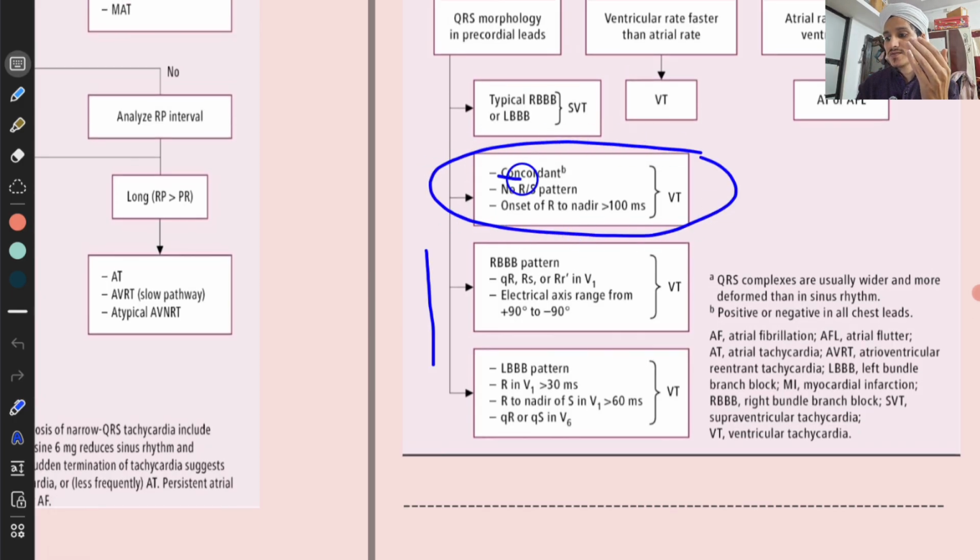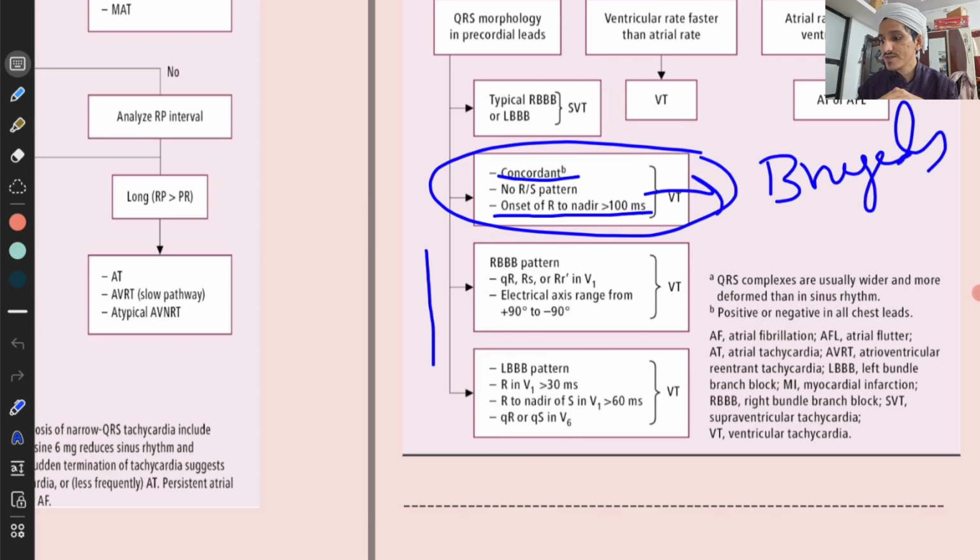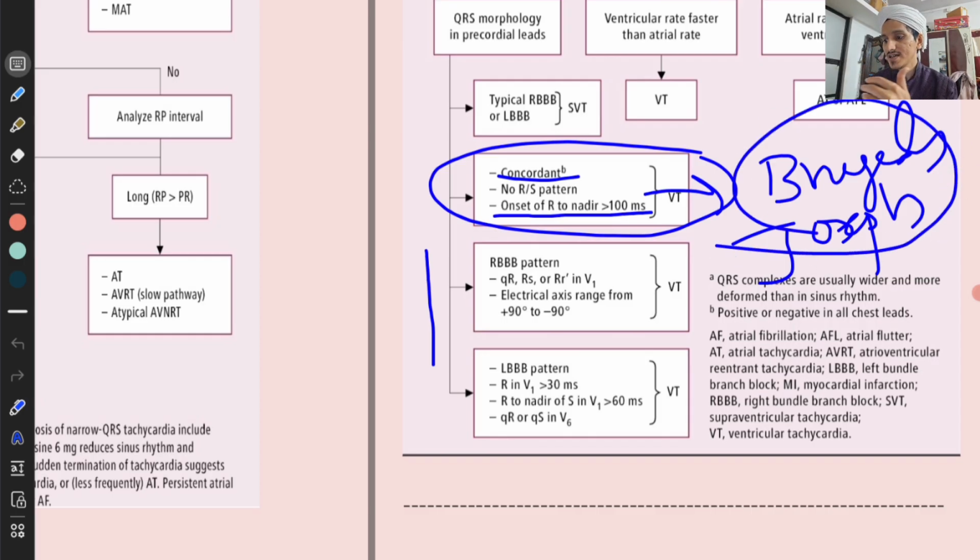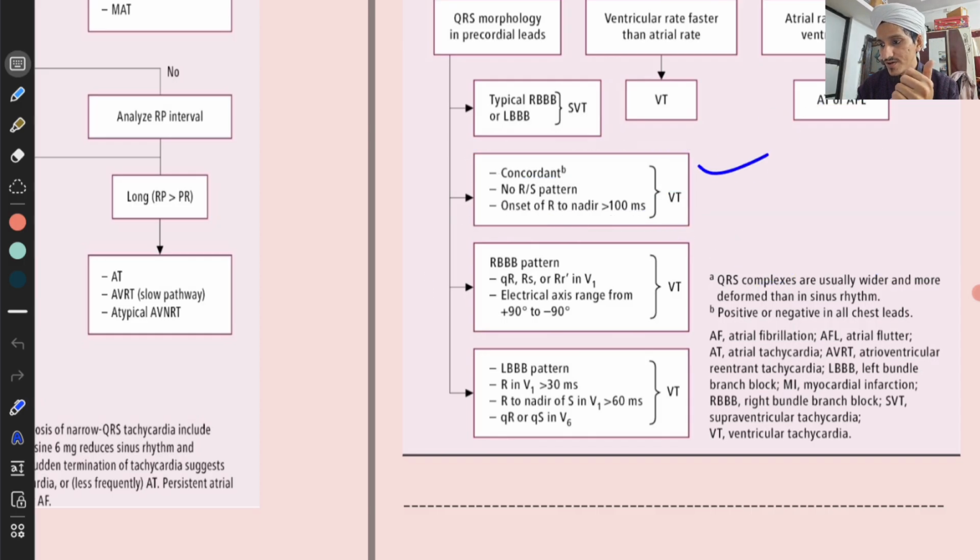Concordance, meaning we have learned all the R positive or all negative, and the onset of R to nadir of S is more than 100 milliseconds. This is known as Brugada's sign. We have learned Brugada's sign and Josephson's sign. Brugada's sign, Josephson's sign and concordance all favor VT if they are present. So you look for the typical RBBB, and if typical signs of VT are seen, then it is VT.